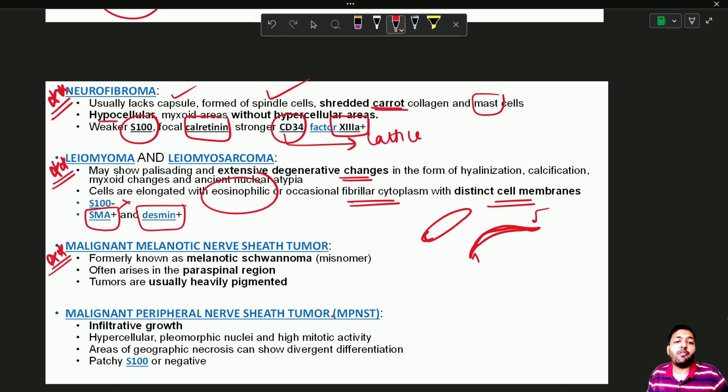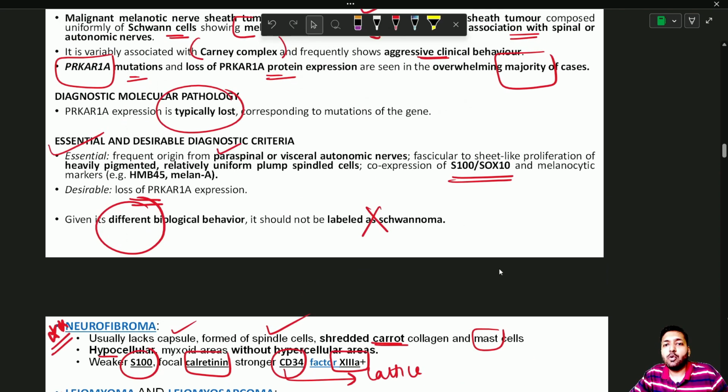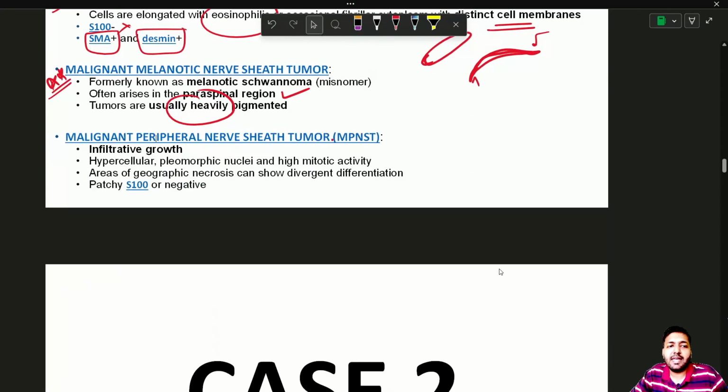Okay, then we have the very important differential diagnosis, malignant melanotic nerve sheath tumor. Now very important, formerly it was called melanotic schwannoma. Now I told you why it is changed now. The most important thing that you should see is the site of origin. They are mostly paraspinal in origin, and the tumors are usually heavily pigmented. Okay, and as we have already discussed about the IHC, there is a dual positivity, co-expression of S100 SOX10 along with melanocytic markers as well.